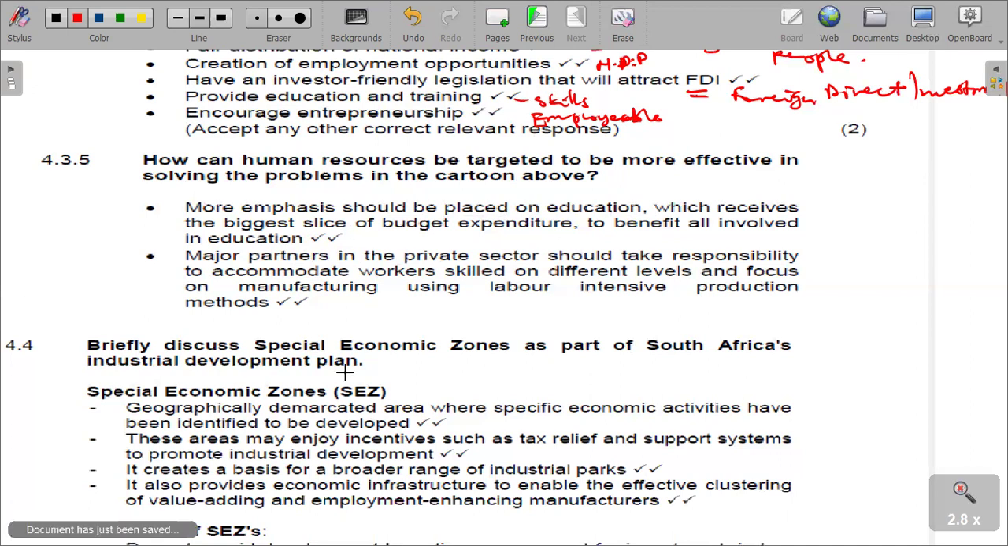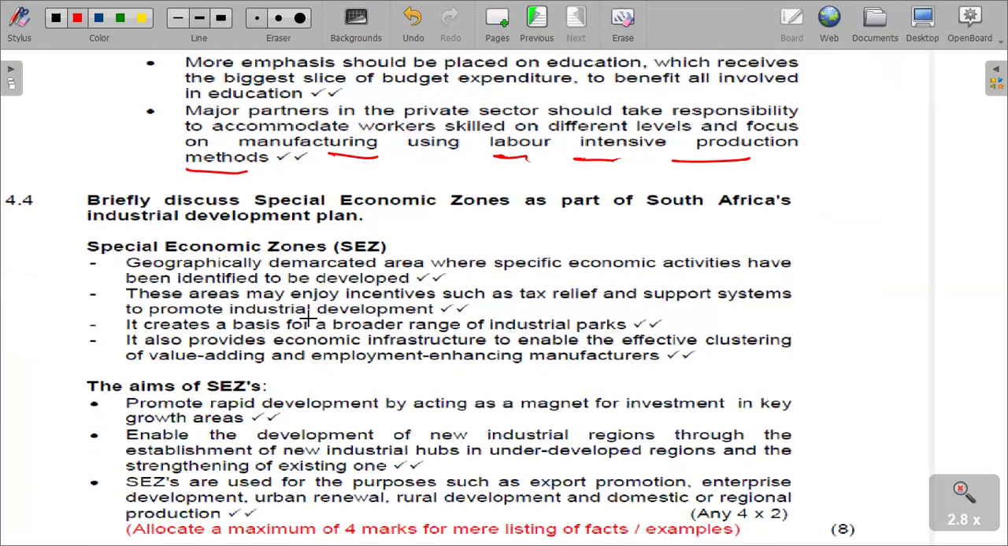And then major partners in the private sector should take responsibility to accommodate workers skilled on different levels and focus on manufacturing using labor-intensive production methods. I'm sure that if you can remember this, we are having a cyclical repetition of questions given back and forth: labor-intensive production, how does it help in improving our people? Therefore, we are saying it absorbs many people, which can be a good advantage in skills development, in employment opportunity, in improvement of the standards of living, and many other points.